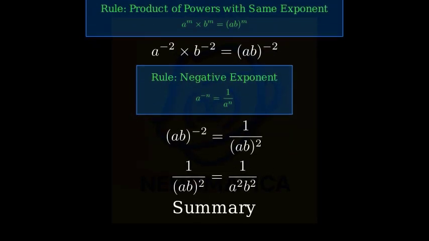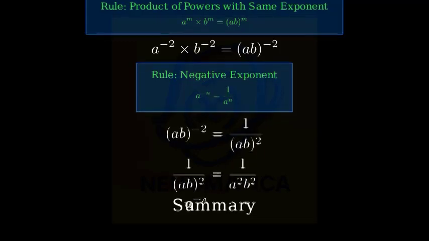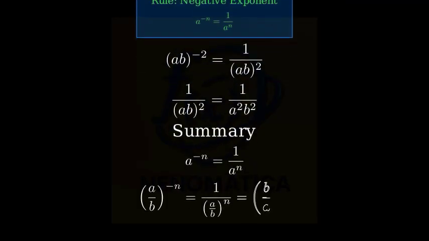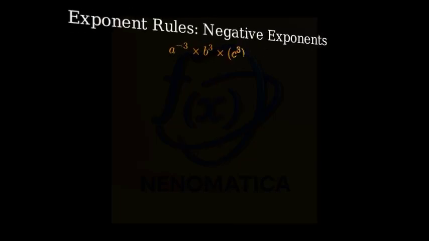To summarize what we've learned about negative exponents: 1. For any non-zero number, a to the power of -n equals 1 over a to the power of n. 2. When we have a fraction to a negative power, we can either apply the negative exponent rule first, or we can invert the fraction. Let's solve the given problem.